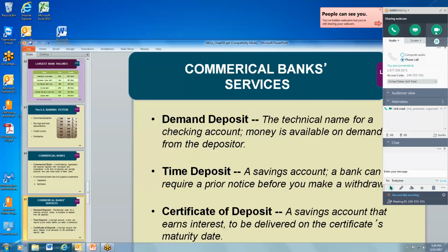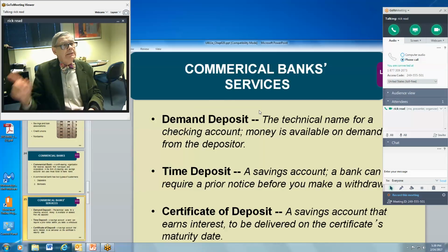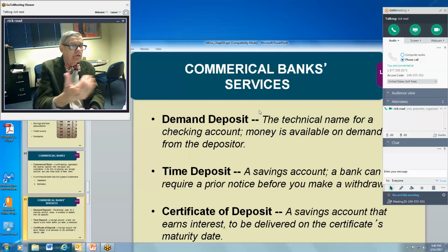A time deposit is different. That's their savings accounts, and money markets will go into that a little bit differently. The bank can say, you have to give us notice when you want that money. A certificate of deposit earns interest, and it's going to be delivered on the certificate's maturity date.